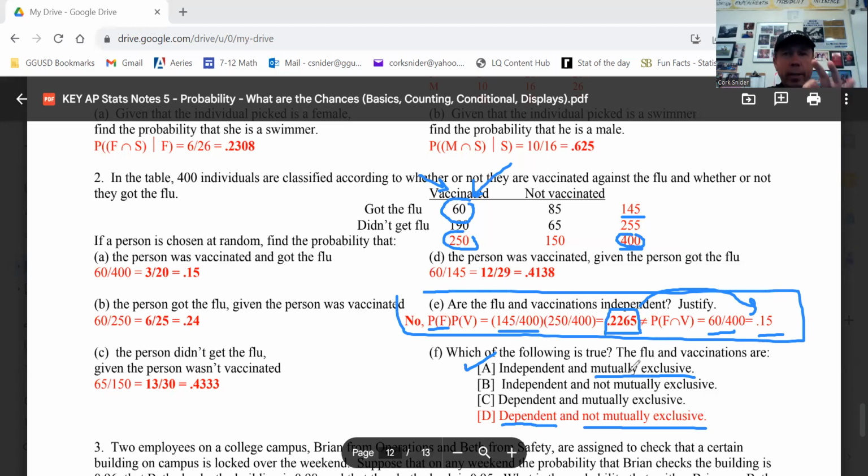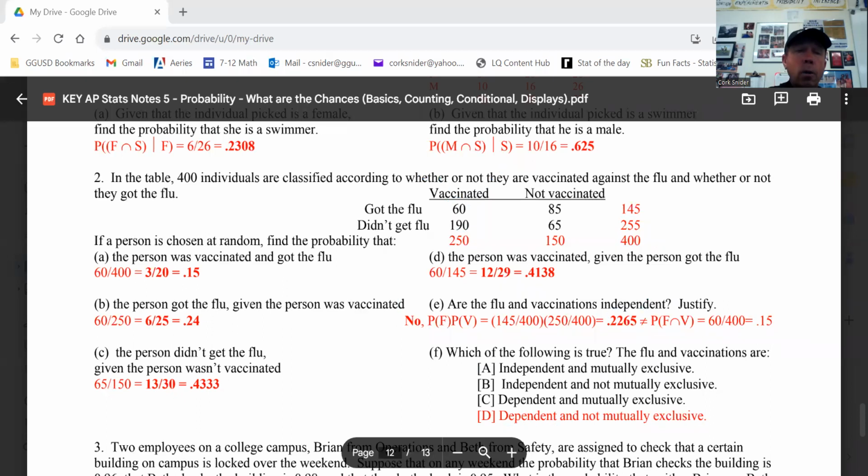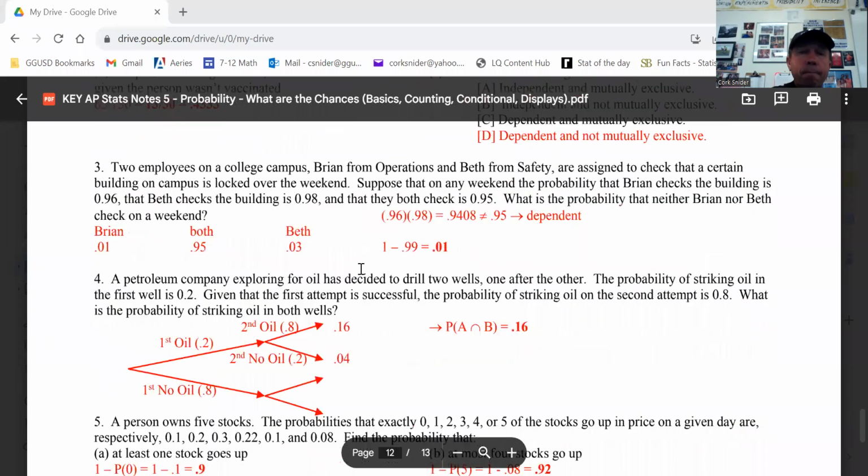If you are mutually exclusive and you can't happen at the same time, as soon as one happens, the other one cannot. And that means they are actually somewhat dependent on each other. Okay, so keep in mind that A is actually impossible. And that could be a question they ask too. Which one's impossible? Okay, let's go down to number 3.